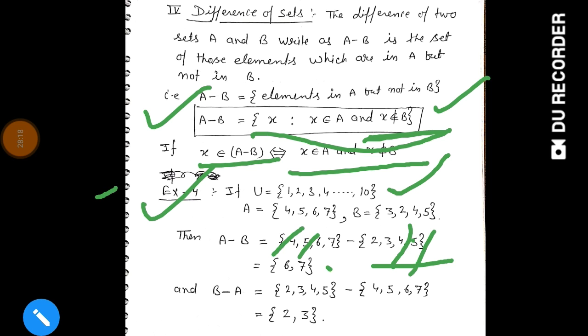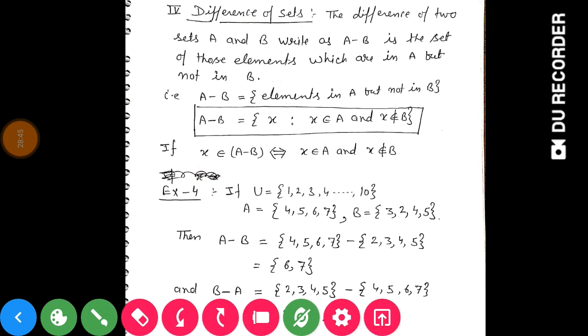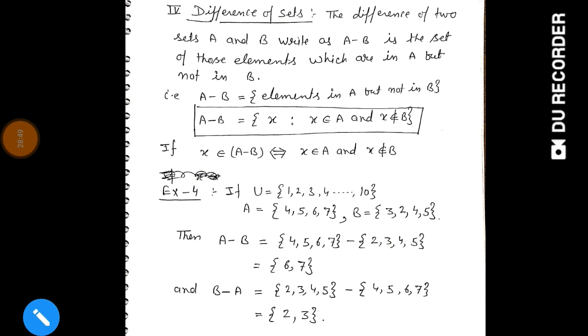Similarly, if we have to find B minus A, this time we have to subtract A from B. This is B and A. The common elements are 4 5, so remove 4 and 5, and we have 2 3. Okay, we can see this is 2 3.